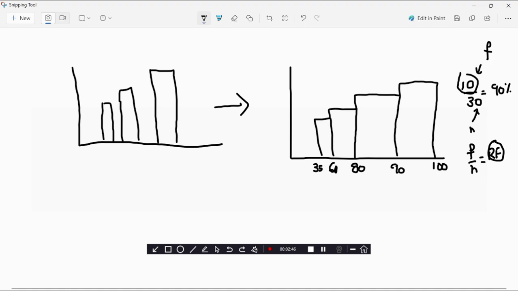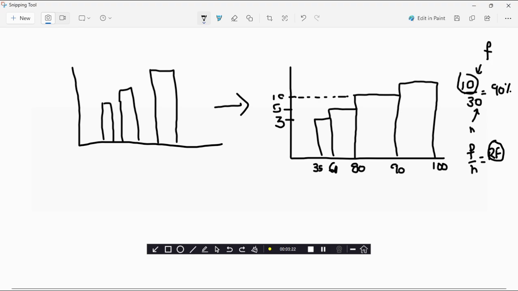So over here, let's say you have 3 students. Over here, let's say you have 5 students. Over here, let's say you have 10 students, so on and so forth. So you know that 10 out of 30 students got 90%. So over here, at 90%, the frequency is 10. This is basically what a histogram is.